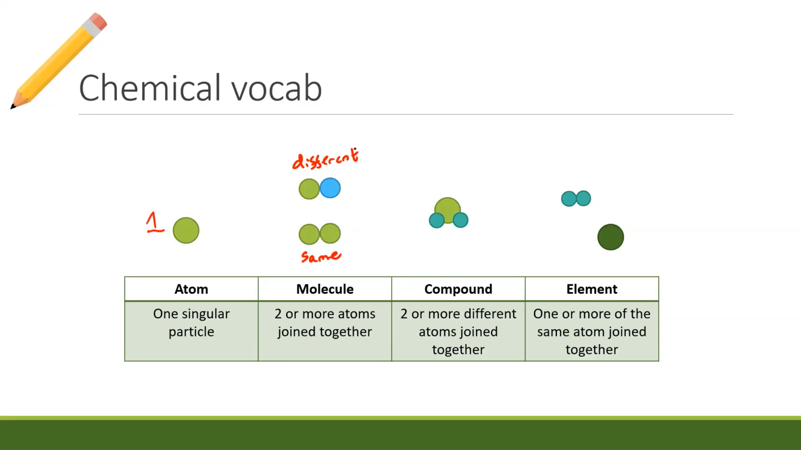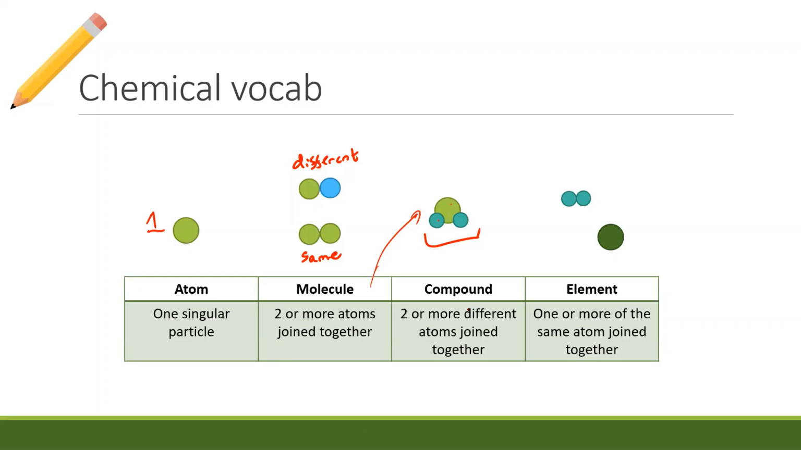So you can have molecular compounds. For example, this is a compound because it's got two different types of atom joined together, a dark green and a lighter green. It's also still a molecule because it's still got two or more things joined together, but this is called a compound. You can have compounds that aren't necessarily molecules. They could be just a big structure, but we're not going to get into that really. I just want you to understand that they're a compound.